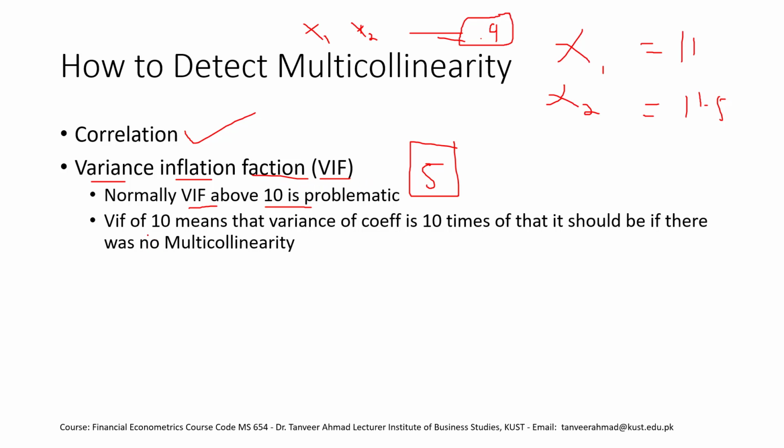So a VIF of 10, what would it mean? It means that the variance of the coefficient is 10 times what it should be if there was no multicollinearity. So we saw that when there is multicollinearity, the variance would increase, right? The standard errors would increase. So how much would the variance increase? If the value is 10, that would mean that the variance of that specific independent variable is 10 times what it would have been if there was no multicollinearity. So that is quite a high variance.